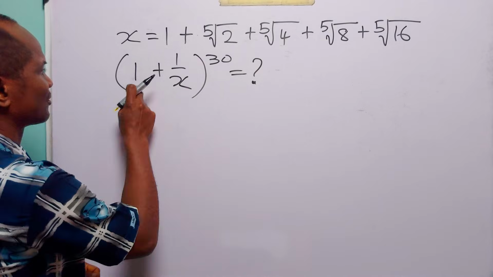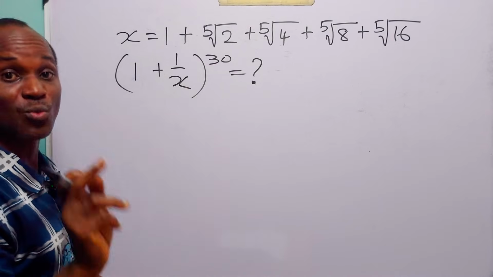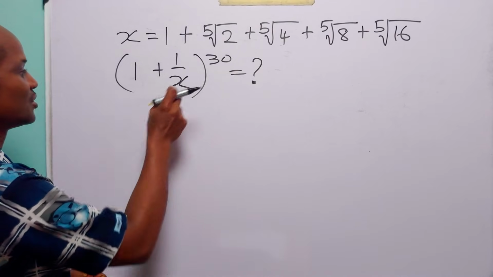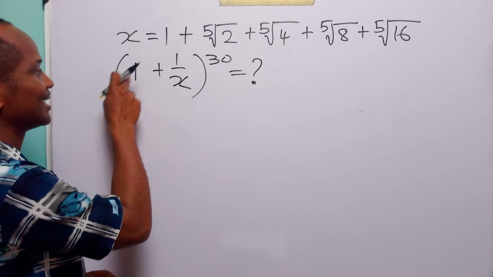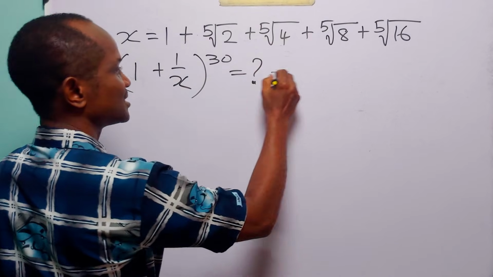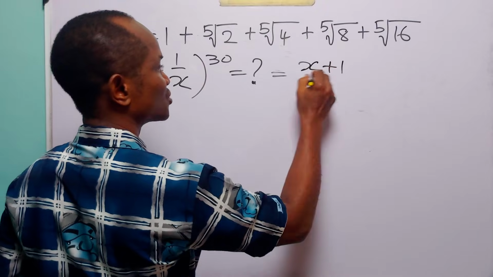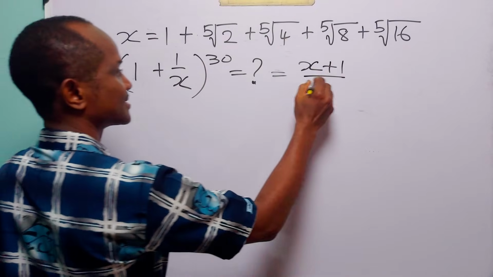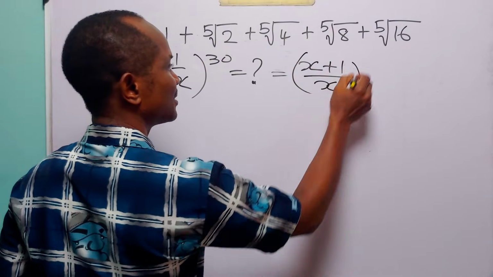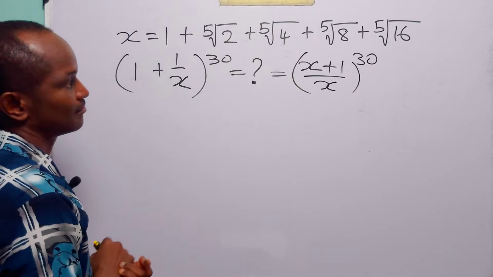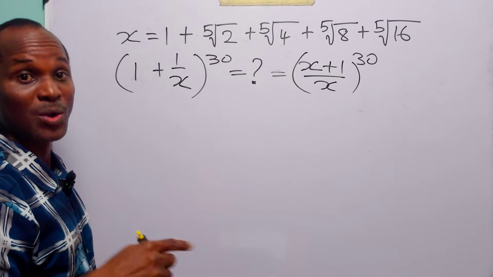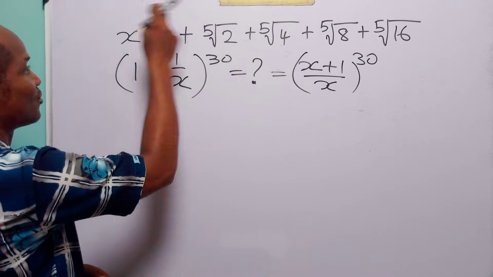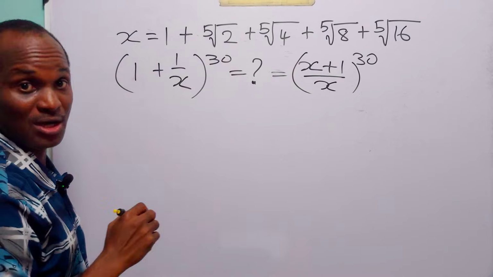Of course, you know that we can combine these two fractions into one single unit. How we do it is we have x times 1, which is x, then plus 1. So this is equal to (x + 1)/x to the power 30. Now let us look at this numerator. To get x + 1, all we have to do is add 1 to both sides of this equation.